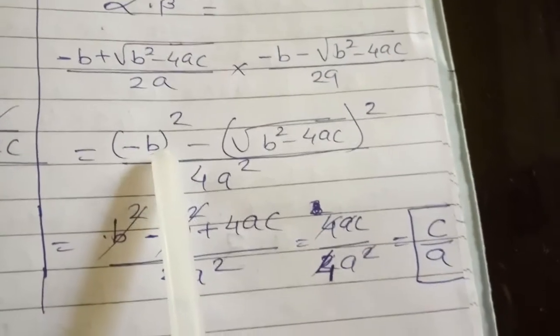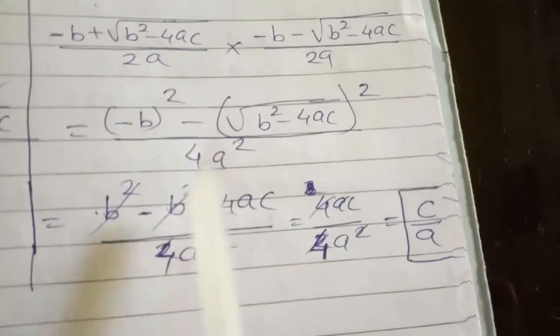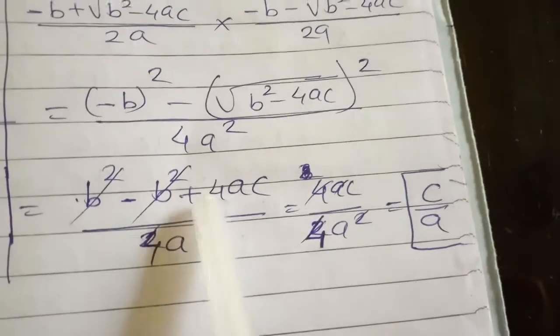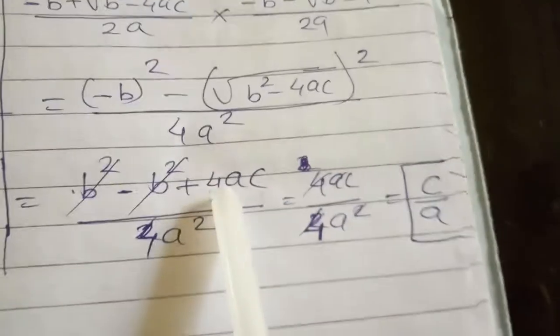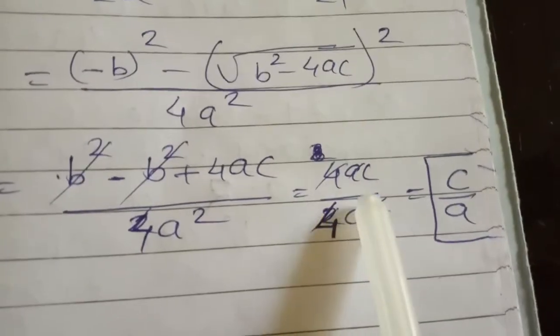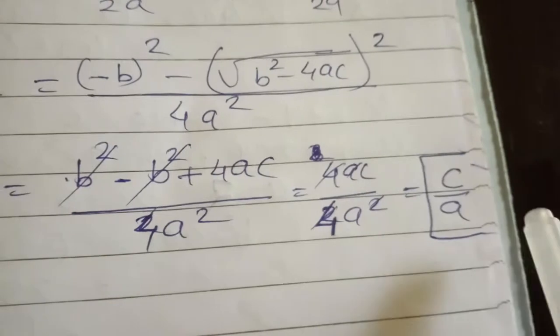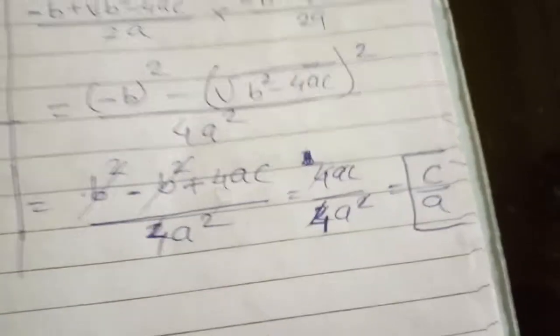After removing this square, we get b square minus, this root will get cancelled, and this minus minus becomes plus 4ac, so b square will get cancelled, and we get 4ac upon 4a square. Again this 4 will get cancelled, a will get cancelled, so we get c upon a, where c is the constant term and a is the coefficient of x square.